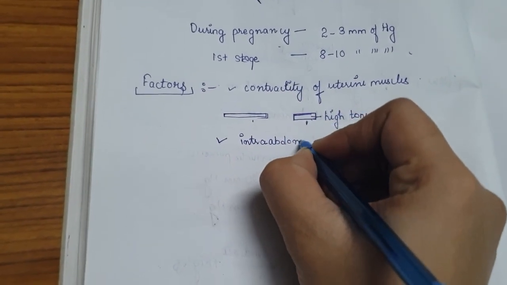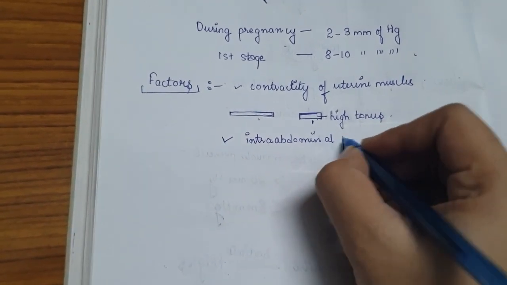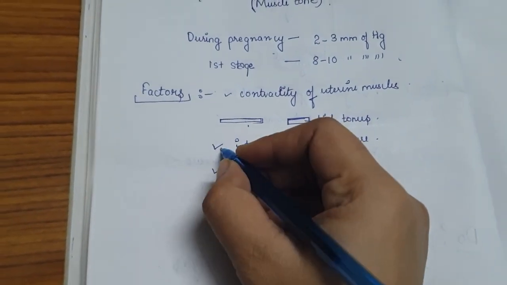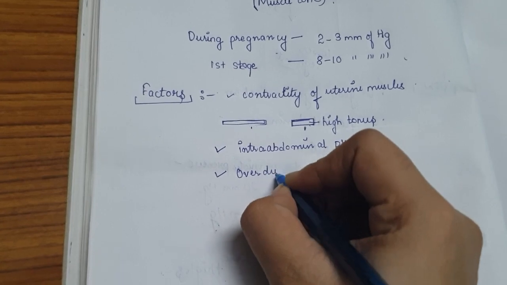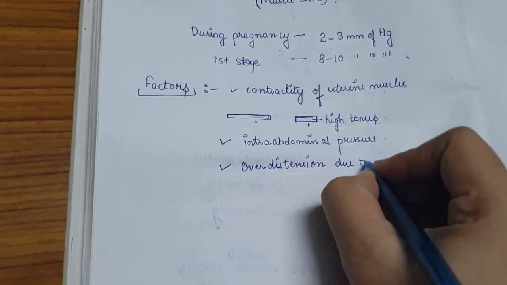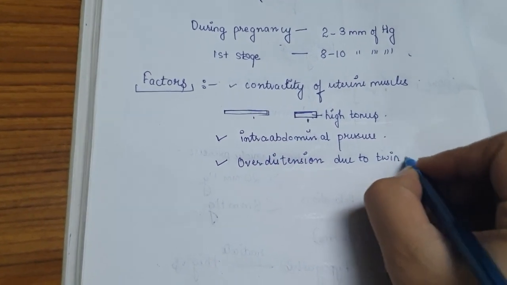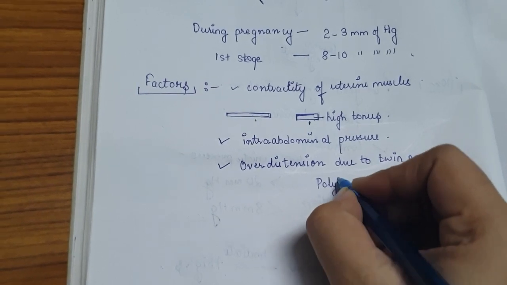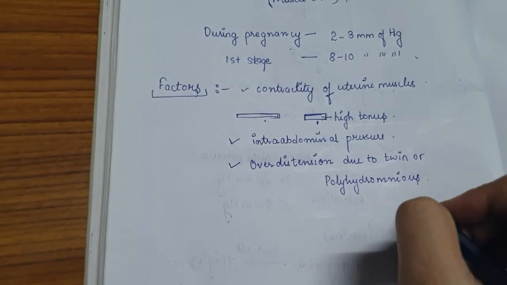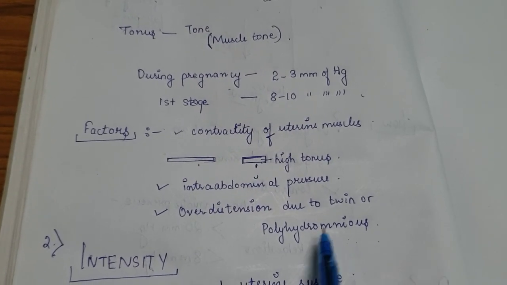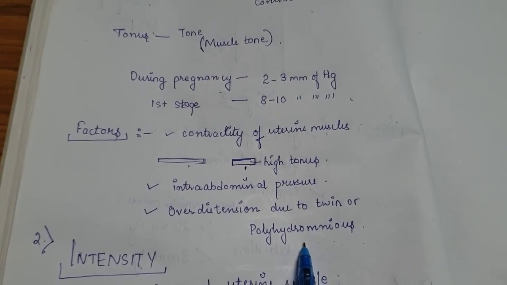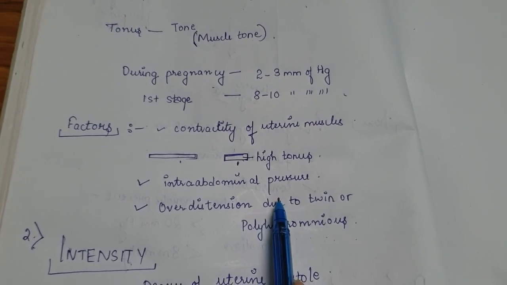And next one is intra-abdominal pressure. And next one is overdistension due to twin pregnancy or polyhydramnios cases, where the amniotic fluid is more than its normal quantity, which leads to the overdistension of uterus.